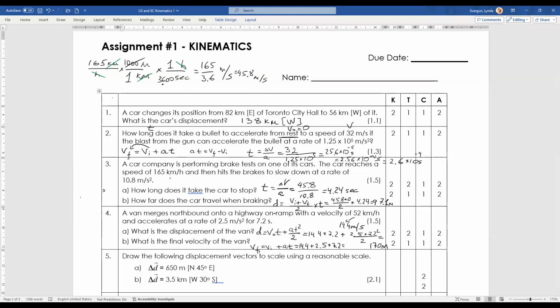So to 2.4, and we have 2 sig okay, 32 meter per second.